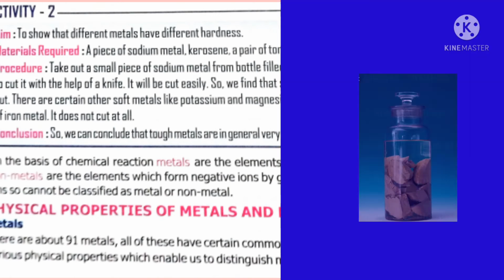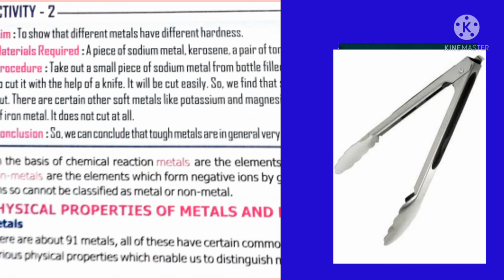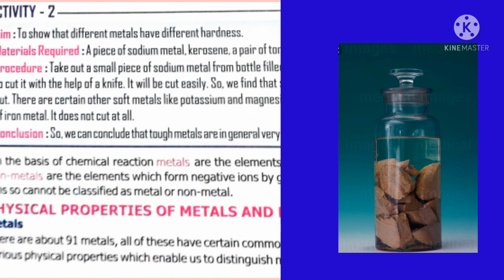Materials required for this activity are a piece of sodium metal and iron metal, kerosene, a pair of tongs, and a knife. If you keep this sodium metal outside, it reacts with oxygen present in the atmosphere and burns. That is the reason sodium and potassium metals are always kept in a kerosene bottle. Here kerosene acts as an inactive liquid. Sodium metal does not react with liquid kerosene.